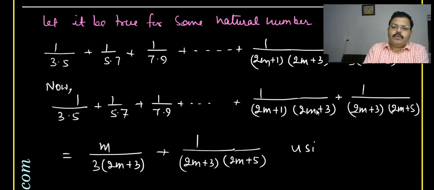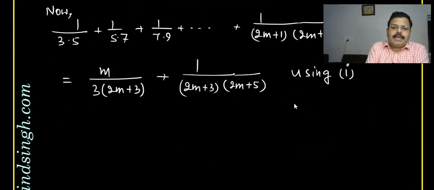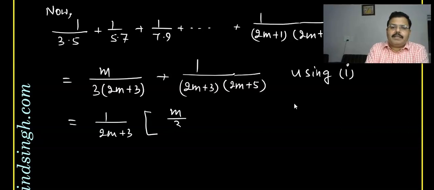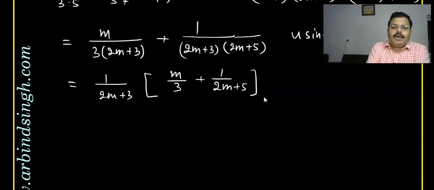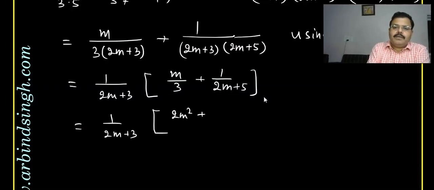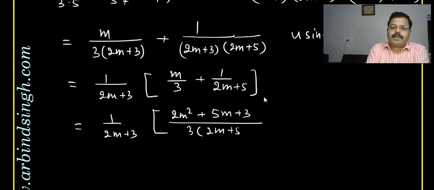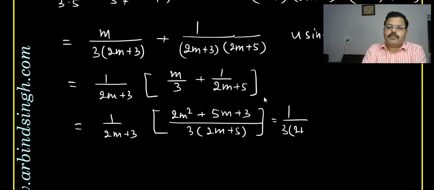Using 1, what will happen next? I can take 1 upon 2m plus 3 common. What is left there? m by 3 is there, and from the second term, 2m plus 5 is left. So that will come up like 1 upon 2m plus 3 into 2m square plus 5m plus 3, whole divided by 3 times of 2m plus 5. Again we can write 1 upon 3 times of 2m plus 3 into 2m plus 5.